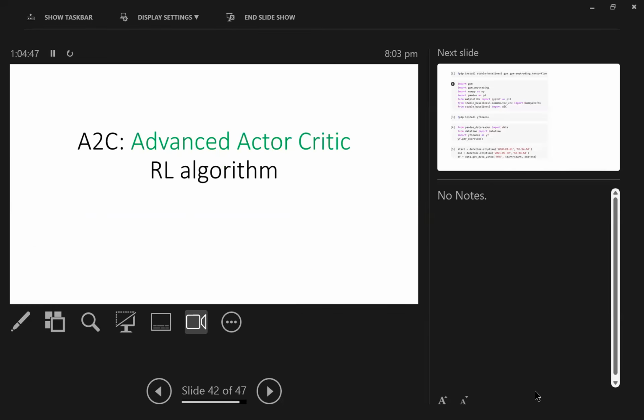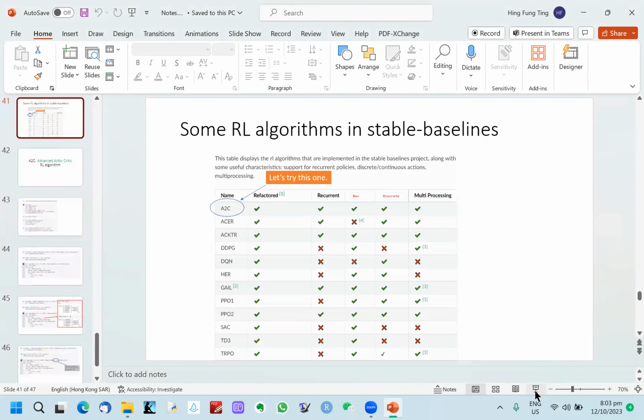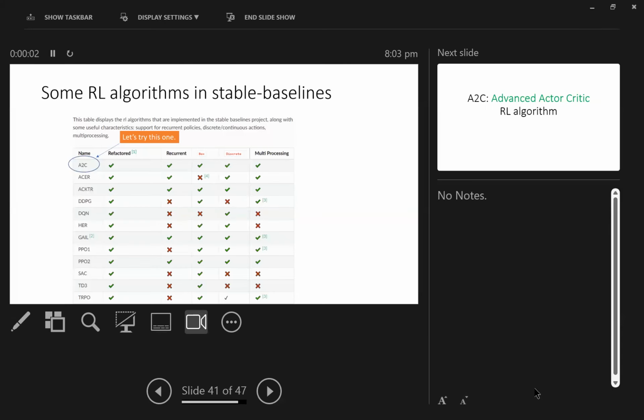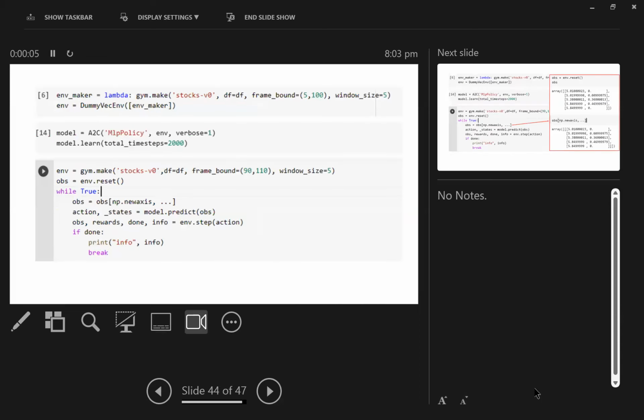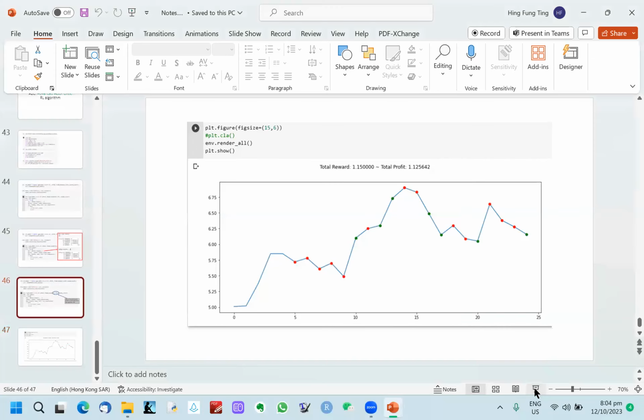As a matter of fact, if you look at some factor strategy, you will see that the total profit is positive, it's 1.1 something. Okay, so now, any question up to this point?